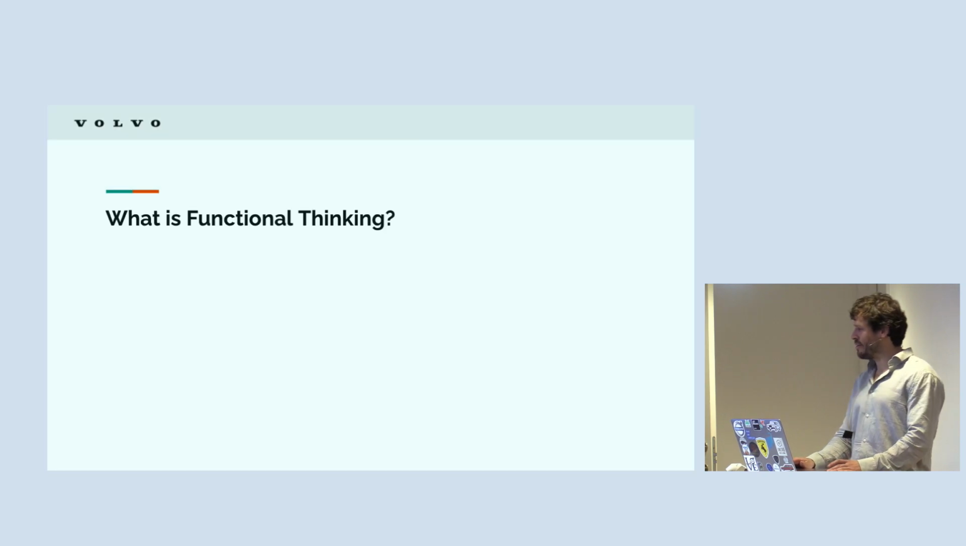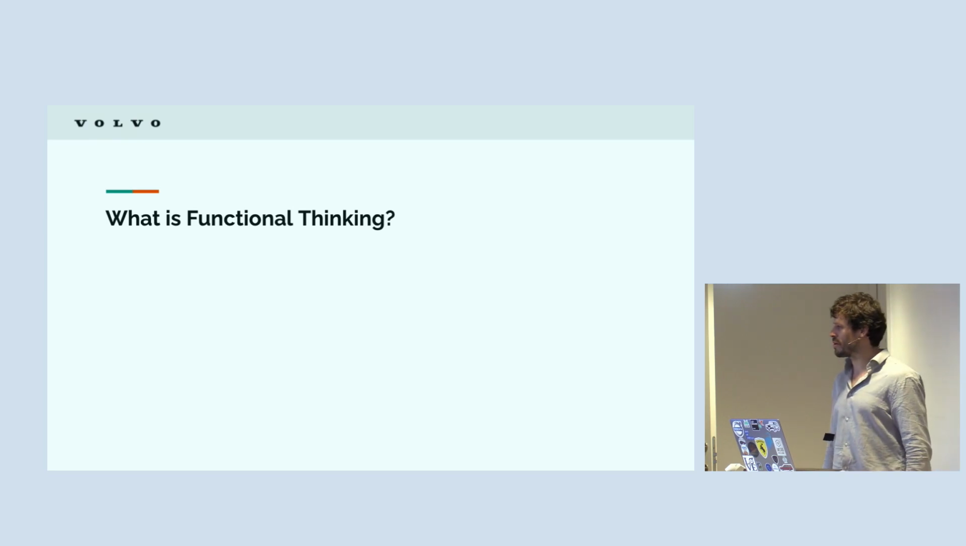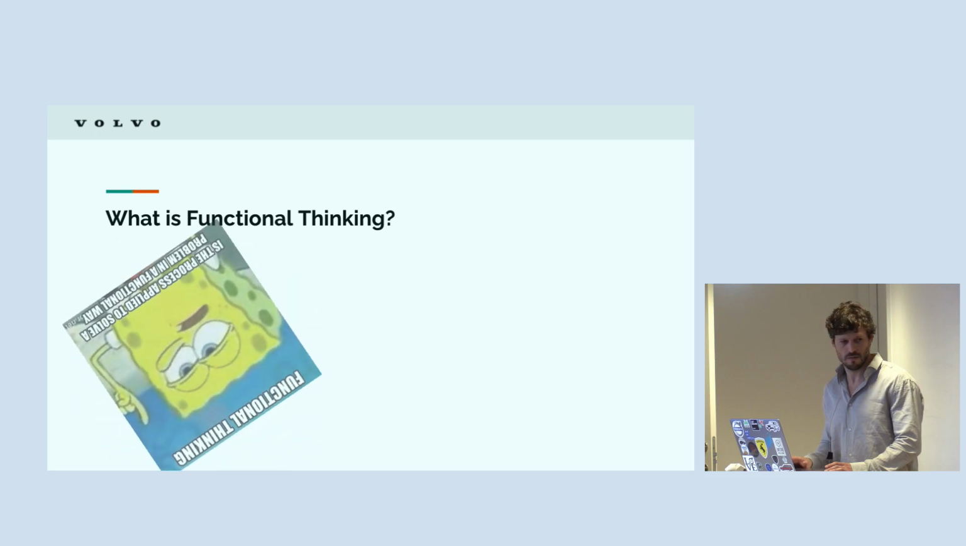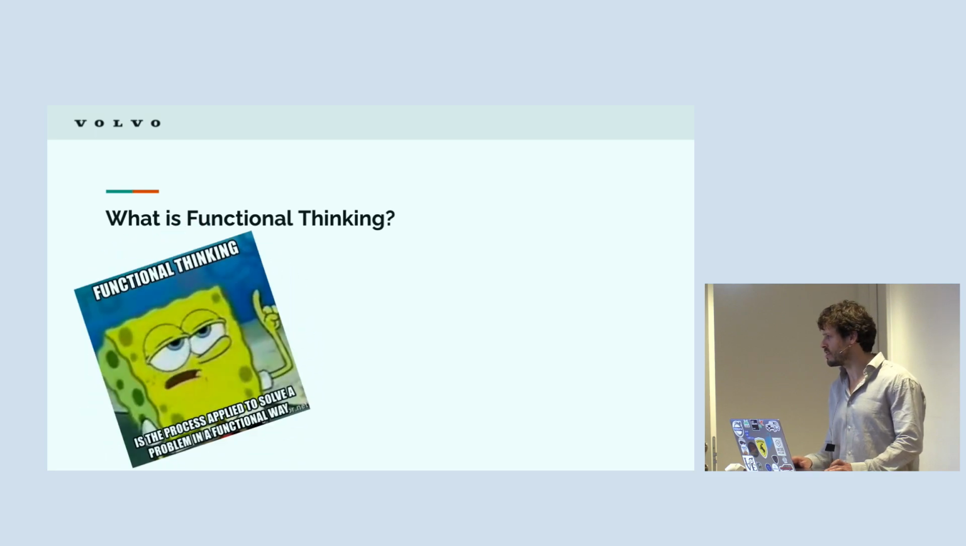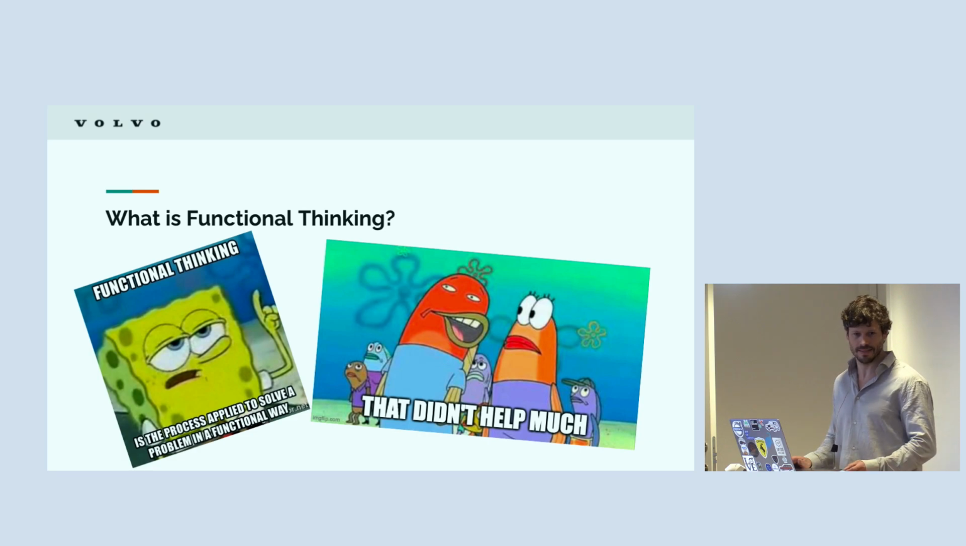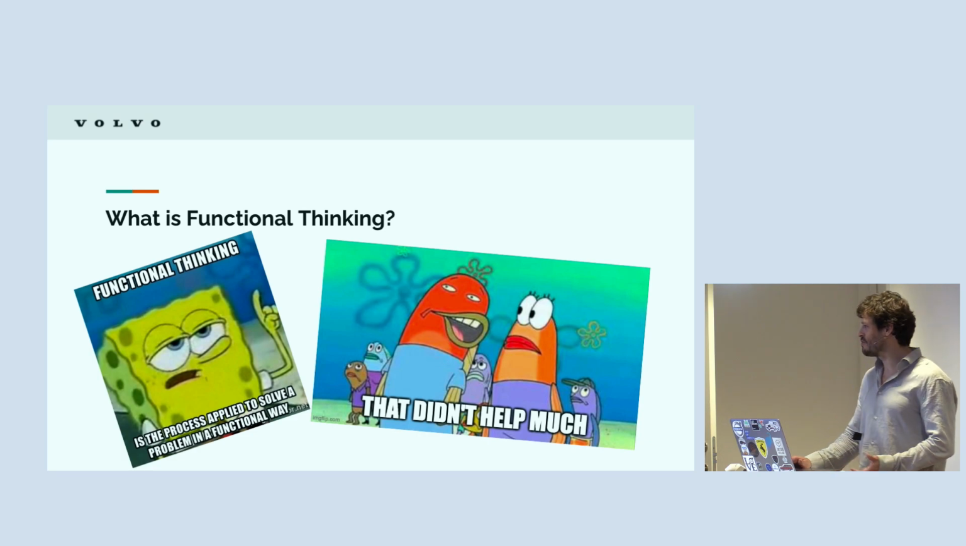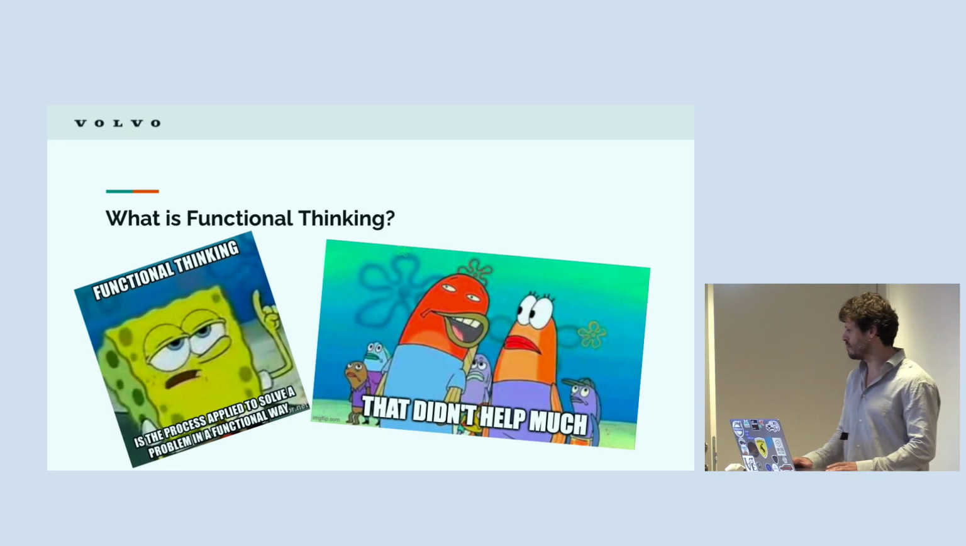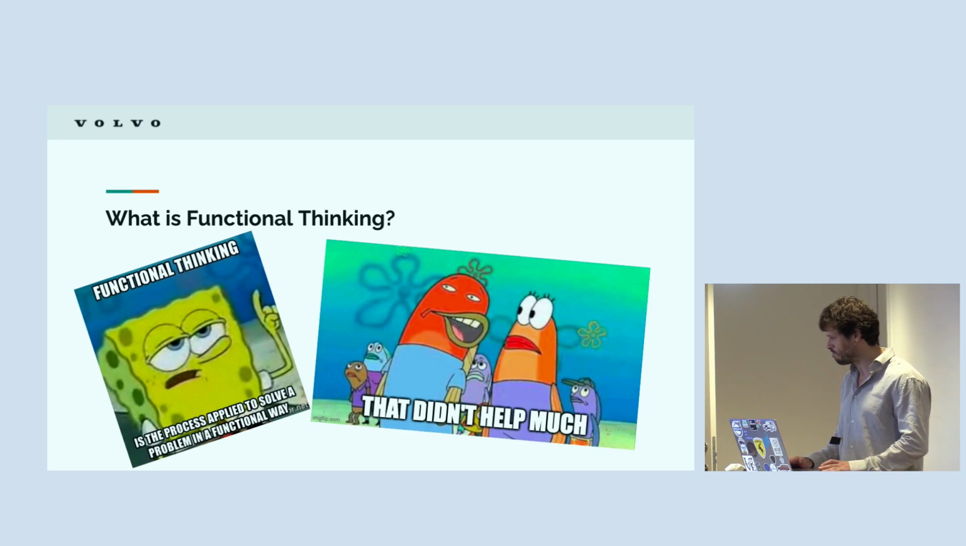So yeah, the topic of the talk was that functional thinking is solid, or that applying functional thinking to your solutions will lead to a solid code base. So what is functional thinking? We could say functional thinking is a process applied to solve a problem in a functional way. Yeah, but that doesn't say much, right? Defining functional thinking using functional, even when it's recursive, which is a functional concept, doesn't help.